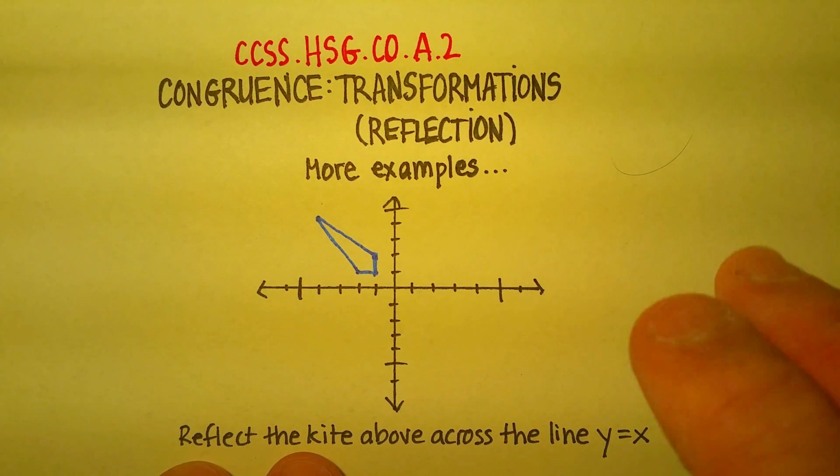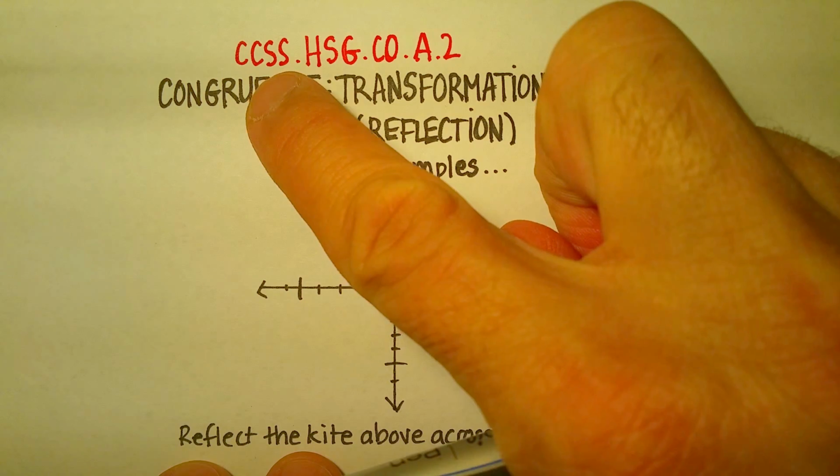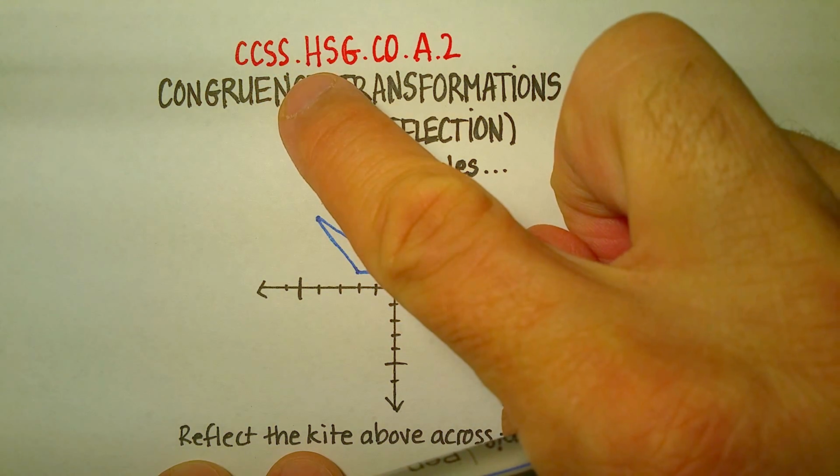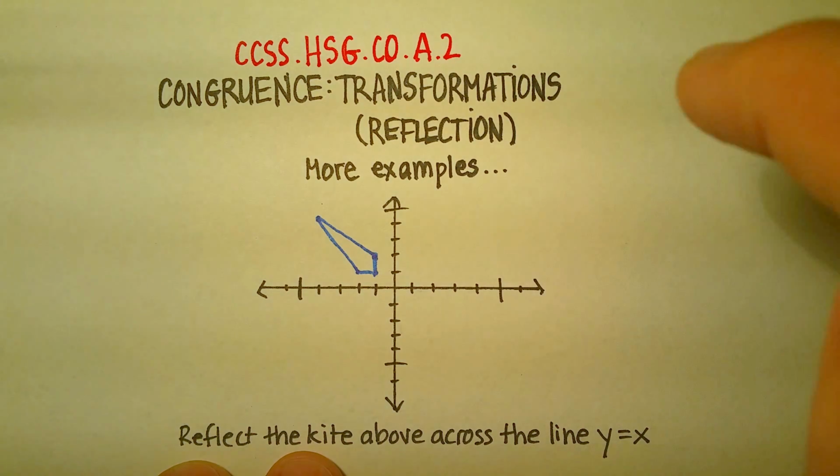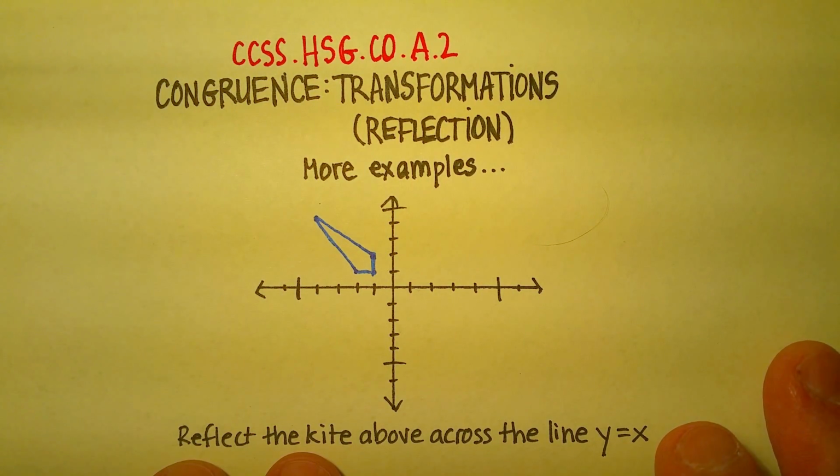Before we do that, though, this is covering Common Core State Standards for High School Geometry, Congruence Standard A2. So let's get right to it.